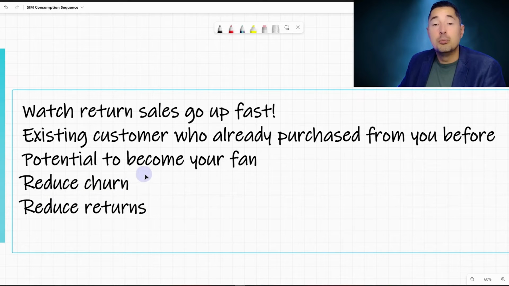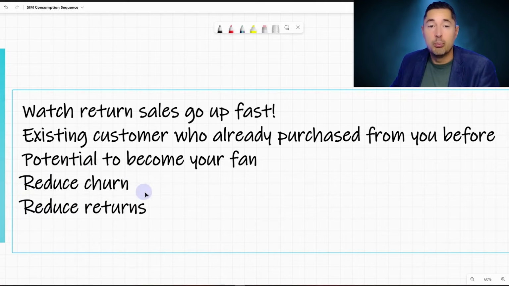You have the potential to turn them into a fan simply because you can excite them with content and information on how to actually use the product. So you get to communicate the full benefits of your product, or perhaps of your business, or of you as a person. You can reduce churn. So that means that if you have a subscription product or a product that you use regularly, you can get people on board and have them not leave you and go to either a competitor or just simply to stop buying. And the last benefit is that you can reduce returns significantly.